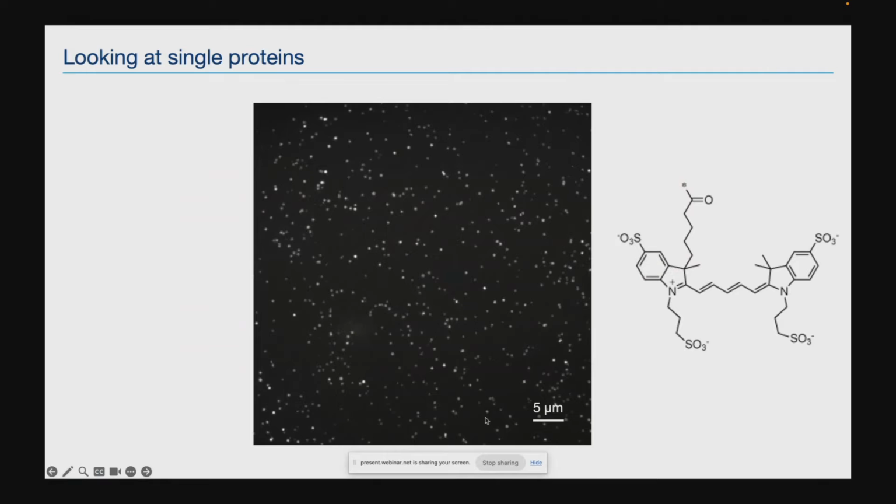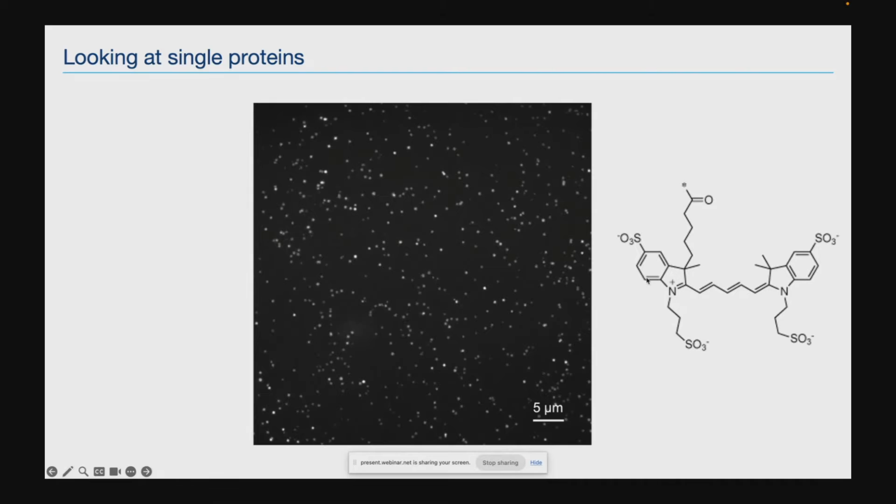So by using TIRF, or total internal reflection fluorescence microscopy, we can detect single molecules. Each one of these white spots corresponds to an individual molecule, and in this case, it's the protein alpha-synuclein. Alpha-synuclein has been modified with this organic fluorophore, and every molecule of alpha-synuclein is tagged with one molecule of the organic fluorophore. So there's a one-to-one labeling.